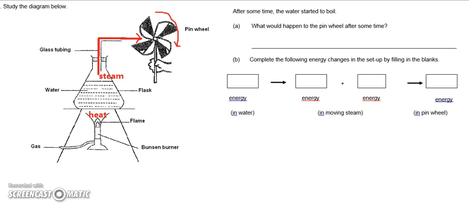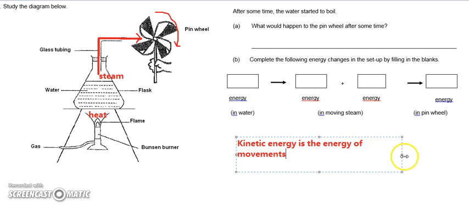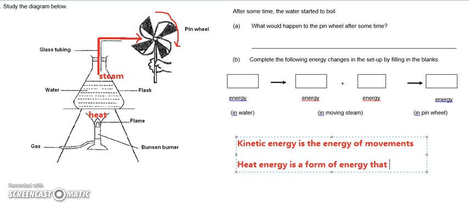Why? We know that kinetic energy is the energy of movement, right? Or anything that moves, okay, anything that pushes or pulls has kinetic energy, right? And steam has heat energy, and heat energy is a form of energy that makes things hot.